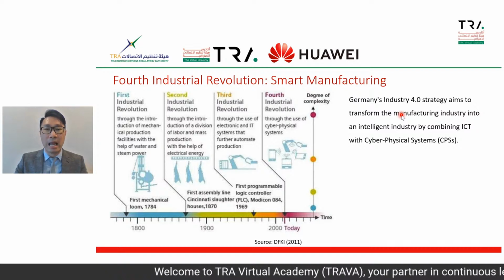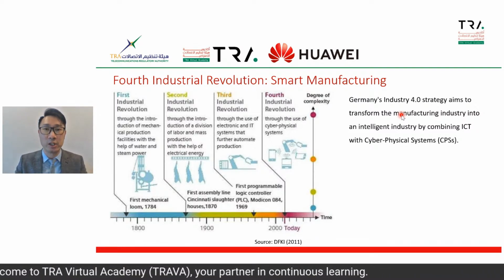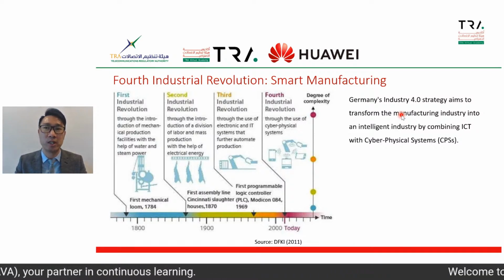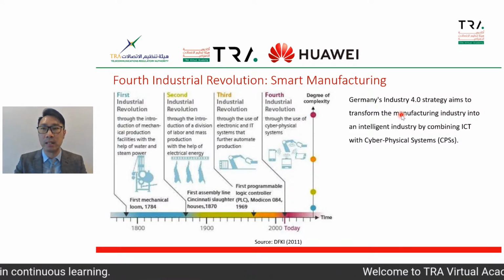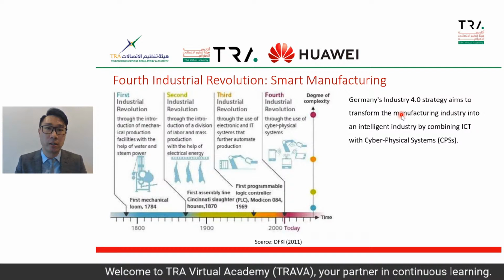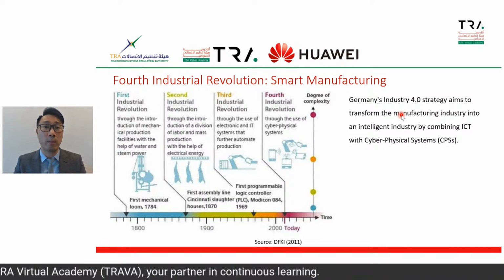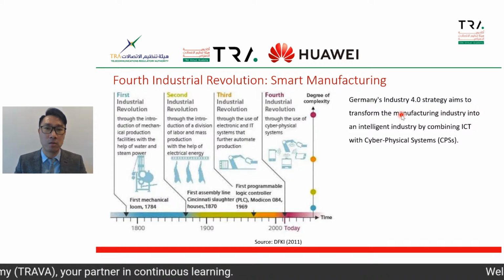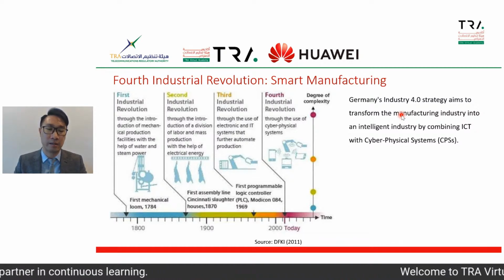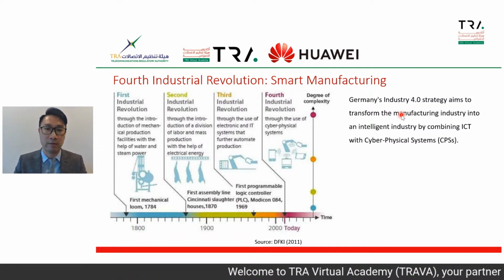So basically, we want to control everything in the digital world. We can visualize the status of the machines, the environment, the performance, everything in the digital world. So we can monitor, control, and optimize the process. This is what is ongoing in the fourth industrial revolution.